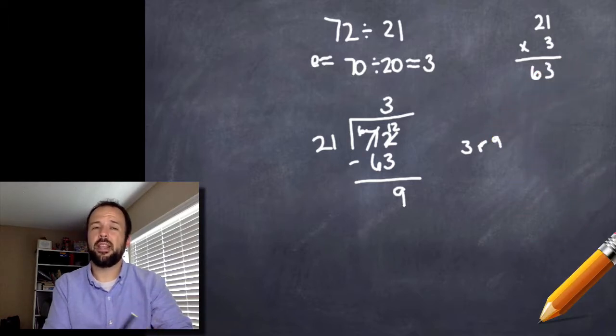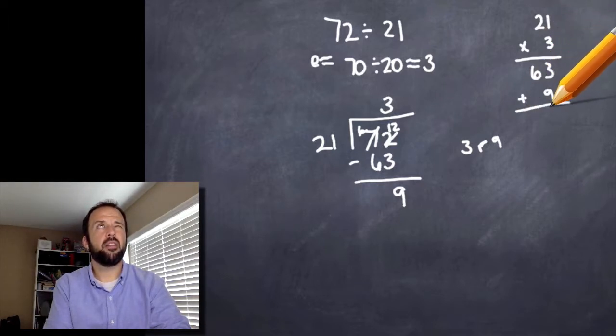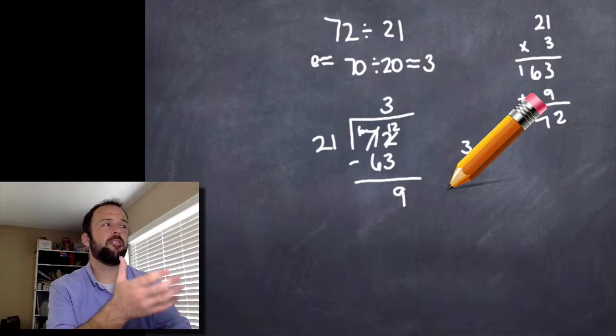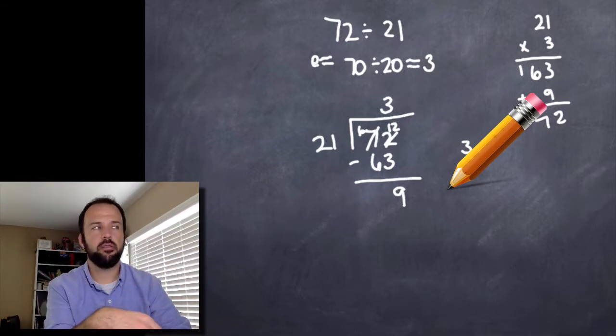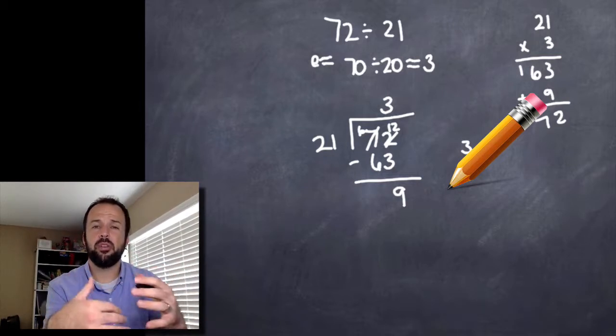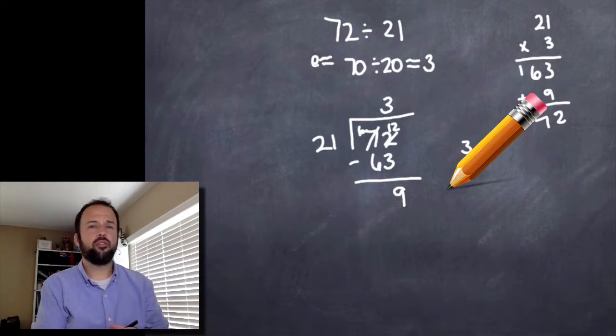So my answer here is 3 with a remainder of 9. If I wanted to check that, I could do 21 times 3, which I did here, which is 63, plus 9, which is 72, what we started with. So that's awesome. We were able to divide these two numbers even though they didn't end in zeros, even though we didn't know how to count by 21s or 72s. We were still able to use our estimation to get a close enough number, and then use that number to keep moving forward in the standard algorithm. Not too bad. All right, let's try out another one.